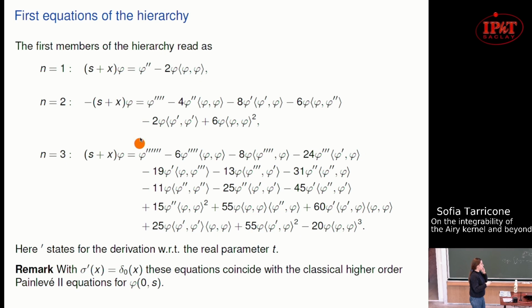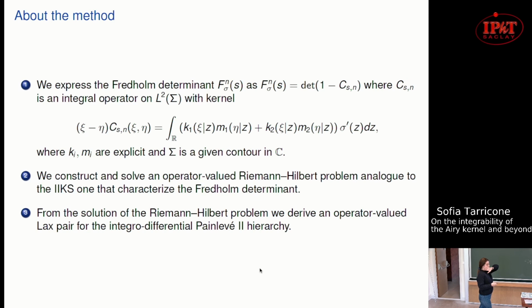And again, if you take sigma being the characteristic function, so sigma prime, the delta function, is 0, and you look at this equation for the variable phi 0s, this reduces to the classical Painlevé II equations. Okay. So I skip the method, and I will say just 5 minutes more, yeah? So I will skip the method, doesn't matter.